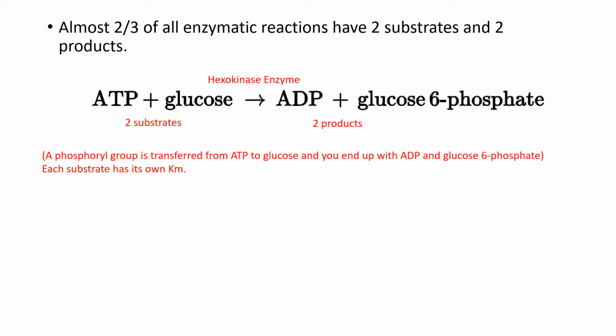Okay, what we've seen until now is one substrate, one product, but 2/3 of all enzymatic reactions actually have 2 substrates and 2 products. So an example is hexokinase. You have ATP plus glucose, 2 substrates, and they're turned into ADP plus glucose 6-phosphate, 2 products. A phosphoryl group from the ATP is transferred to glucose, and you end up with ADP and glucose 6-phosphate. Each substrate has its own Km.